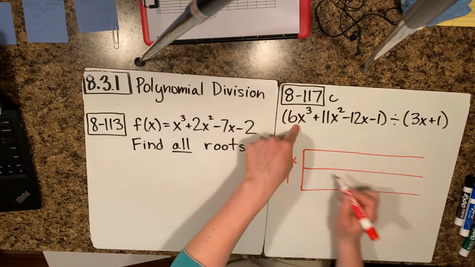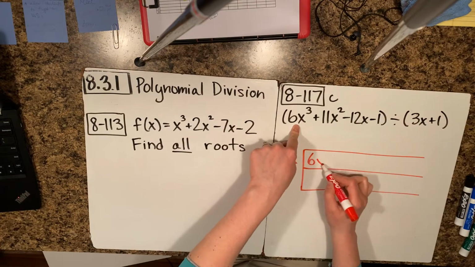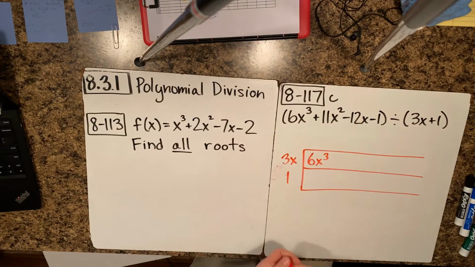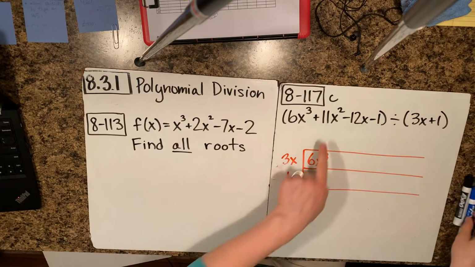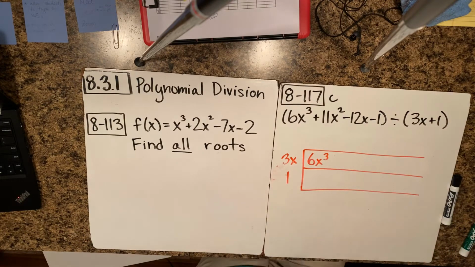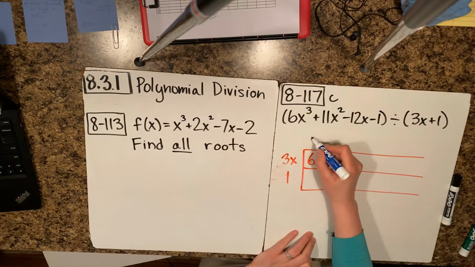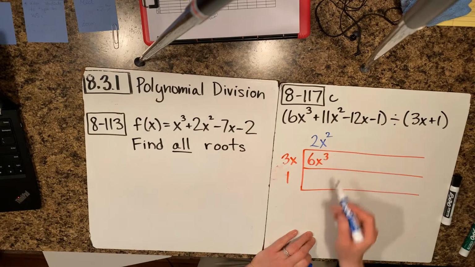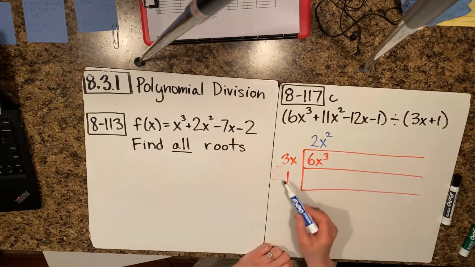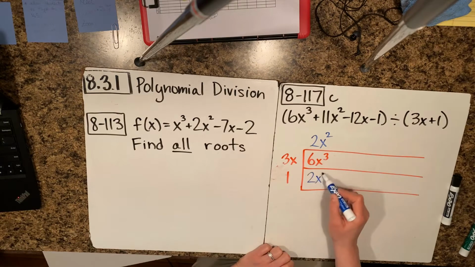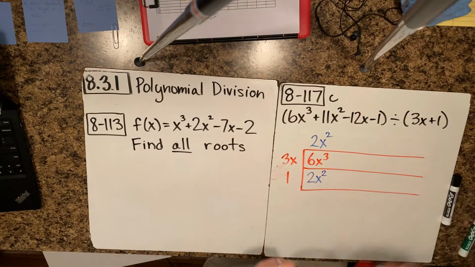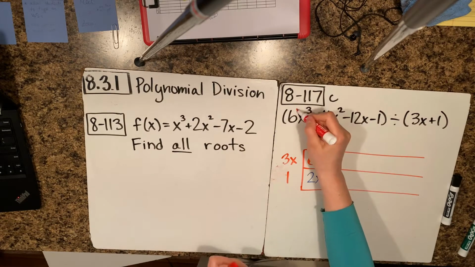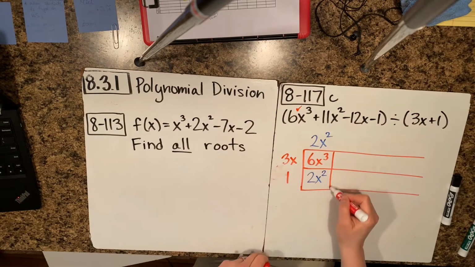So 6x cubed goes on the inside upper left hand corner, and I'm thinking backwards as to what multiplies with 3x to make 6x cubed. That's 2x squared. And then of course I need to multiply. 2x squared times 1 is 2x squared. Okay, and as soon as I put the 6x cubed in, I should probably check it off up here, showing that that's taken care of in this box.